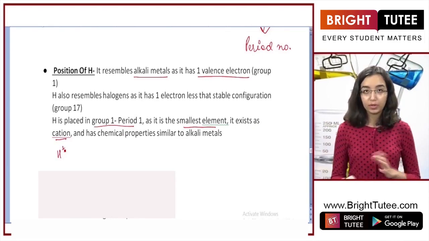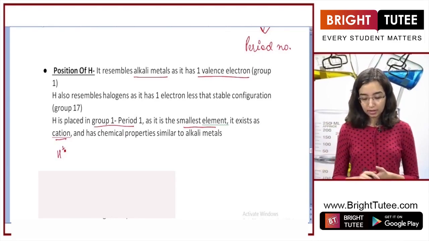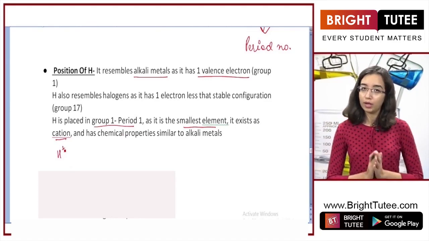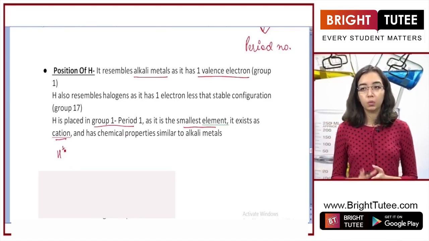And it also shows chemical properties similar to alkali metals, and that is why it was kept in group 1, period 1. So that was the final verdict on the position of hydrogen in the modern periodic table.